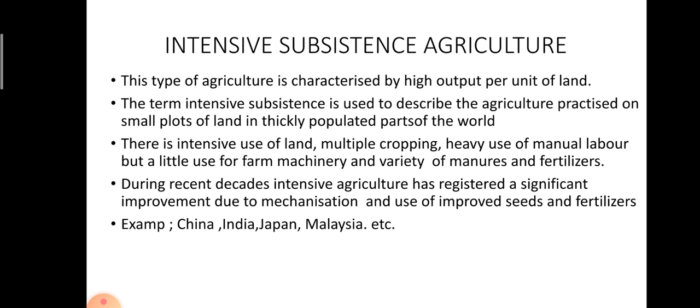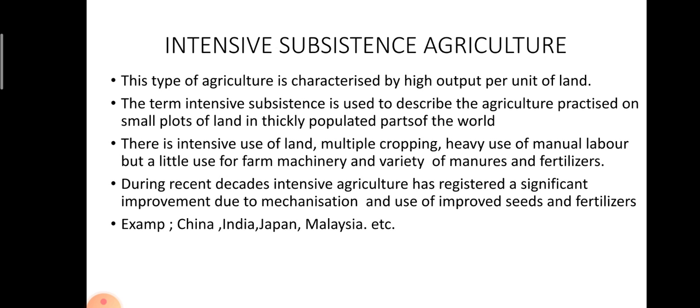It is used to describe the agriculture practiced on small plots of land in thickly populated parts of the world, especially in the monsoon region of South, Southeast and East Asia. Because in densely populated areas, the land size is also very small.